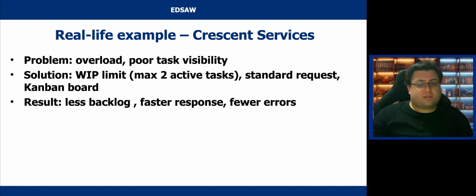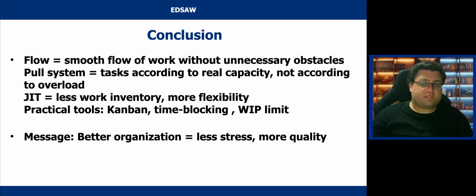This example shows that even relatively small changes, a clear process, WIP limit, work visualization, can dramatically increase the efficiency of an office team. Today, we showed how lean management principles can be used in an office environment, where cars or machines are not produced, but there are still many processes that can be inefficient.